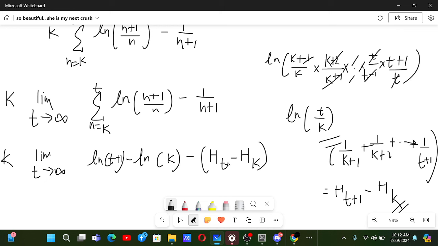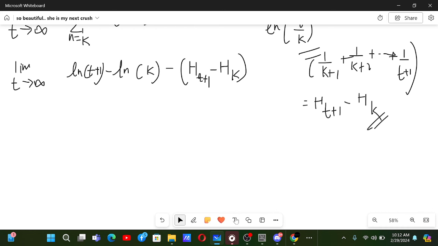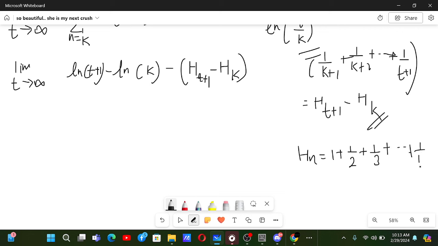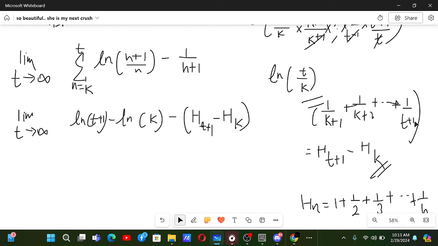T plus 1. And if you don't know what this h is, basically this is known as a harmonic number, and this is just a notation. H of n is actually the sum of the reciprocals up to n. Okay, so now this is h of t plus 1 minus h of k.